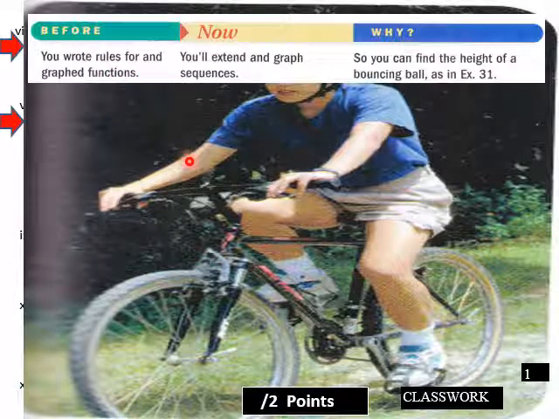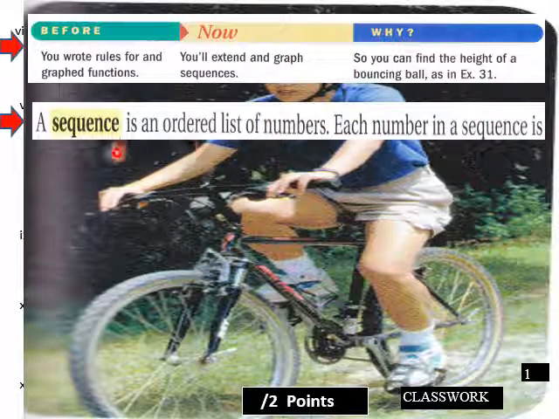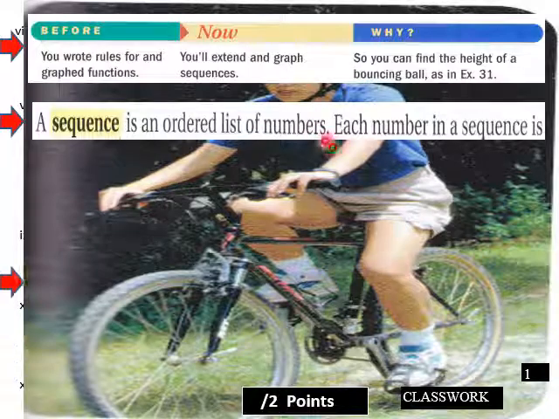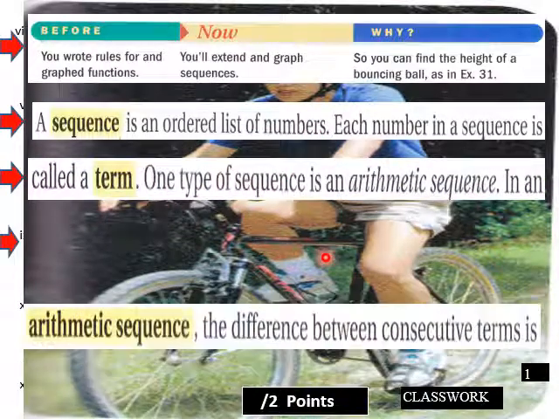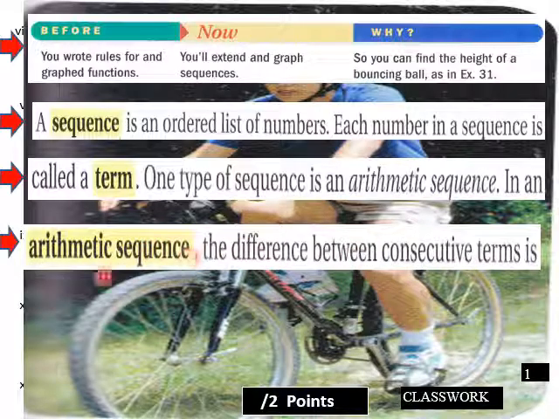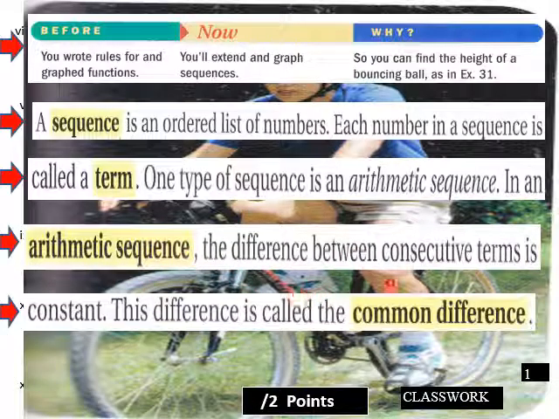We wrote rules for graph functions. So we've written rules way back. You'll extend and graph sequences now. So a sequence is an ordered list of numbers. Each number in a sequence is called a term. One type of sequence is arithmetic. In an arithmetic sequence, the difference between consecutive terms is constant.